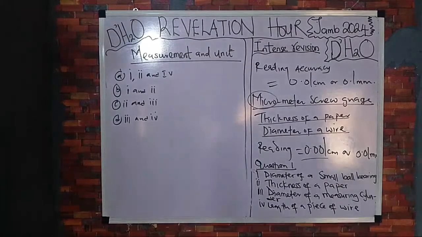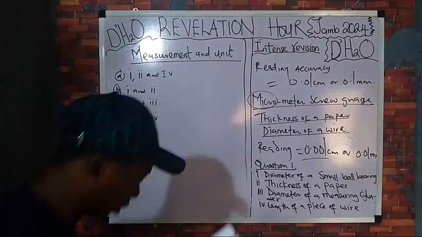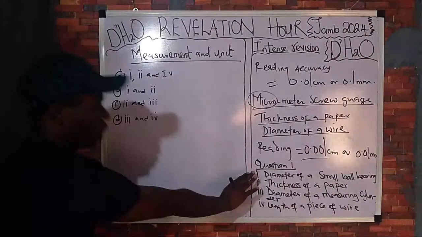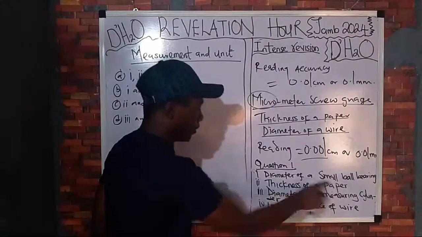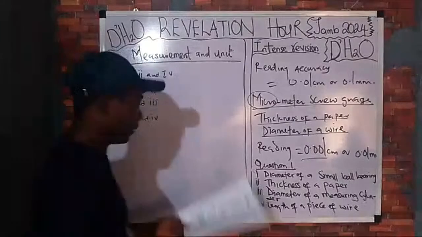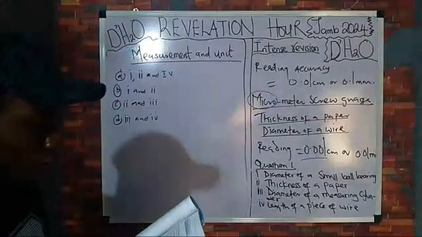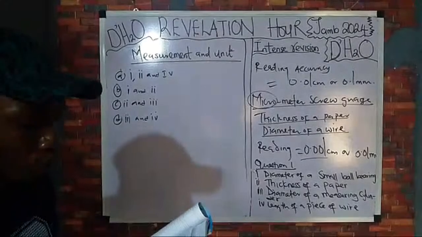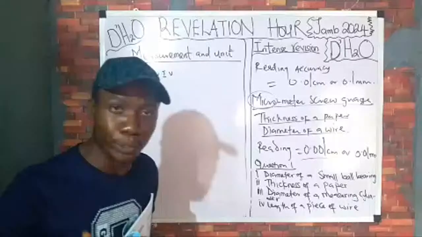Okay, now here's the question. Please look at question number 1 under this topic: diameter of a small ball bearing, thickness of a paper, diameter of a measuring cylinder, length of a piece of wire. Now, these are the options. Which of the following above can be measured using a micrometer screw gauge?